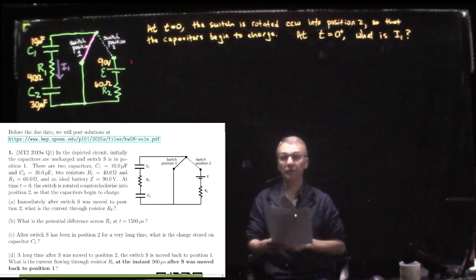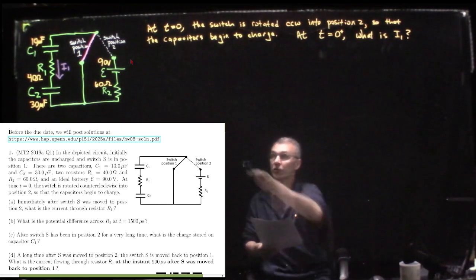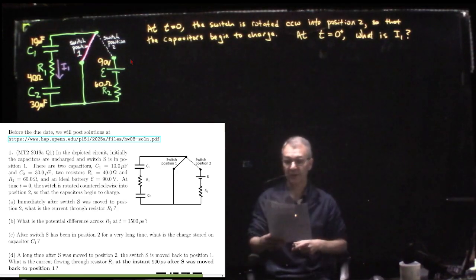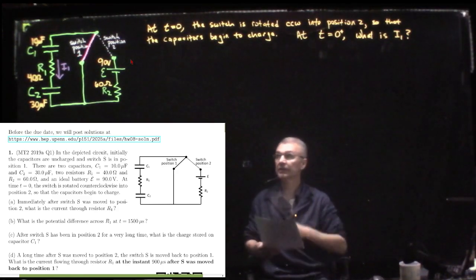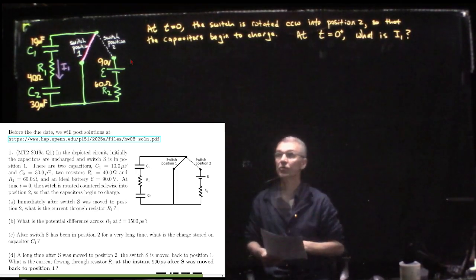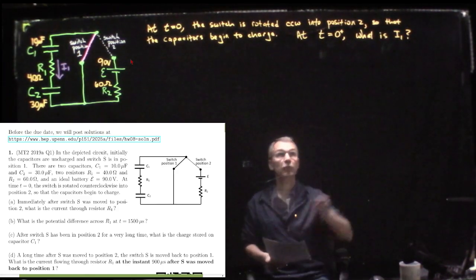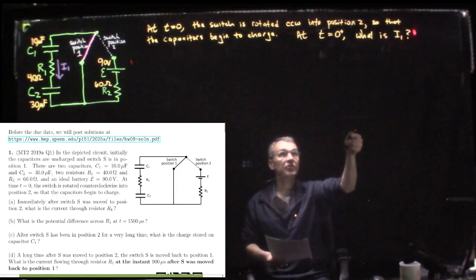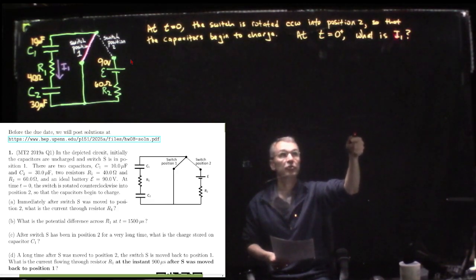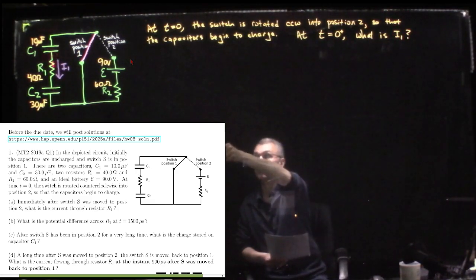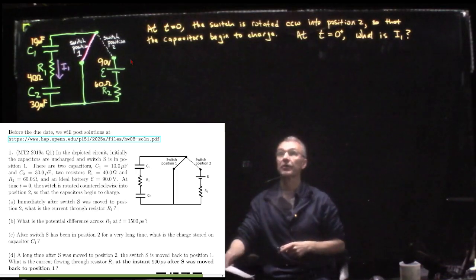At time t equals 0, the switch is rotated counterclockwise, so the bottom moves to the right, thereby putting the switch in position 2 so that the battery then begins to charge the capacitors. So we want to know, an instant right after that switch is moved from position 1 to position 2, what is the current through resistor R1, which I've drawn as this purple downward arrow I1.